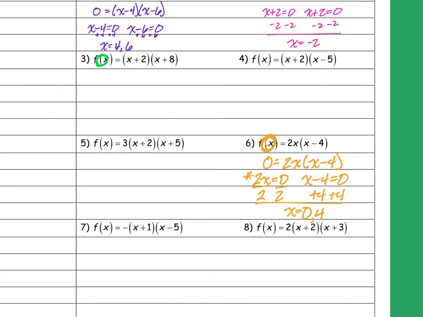I was done. So 0 equals x plus 2 times x plus 8. So x plus 2.